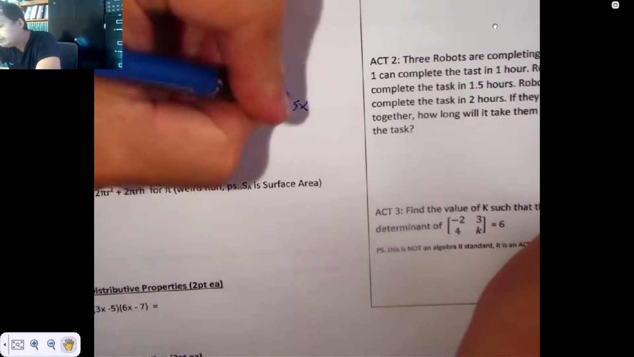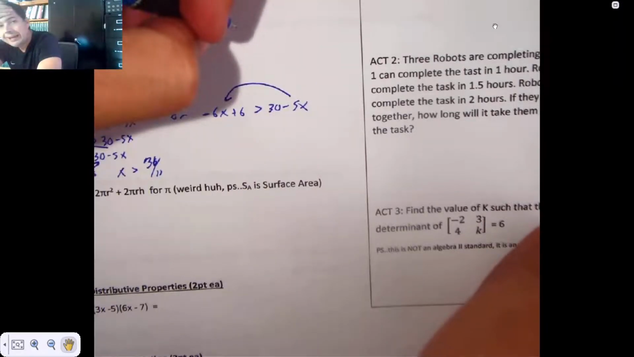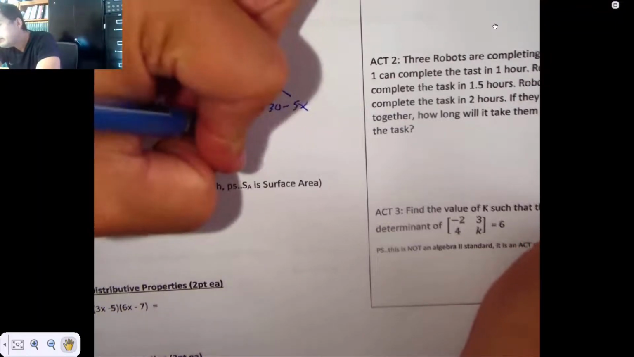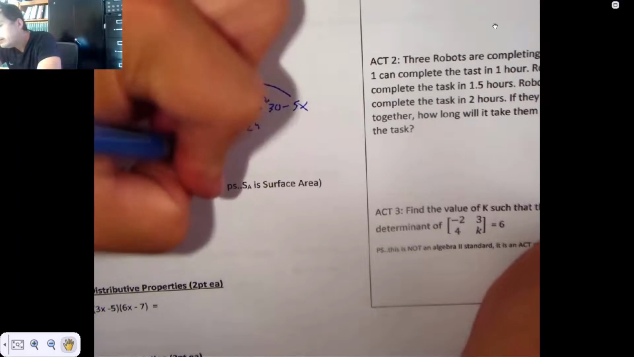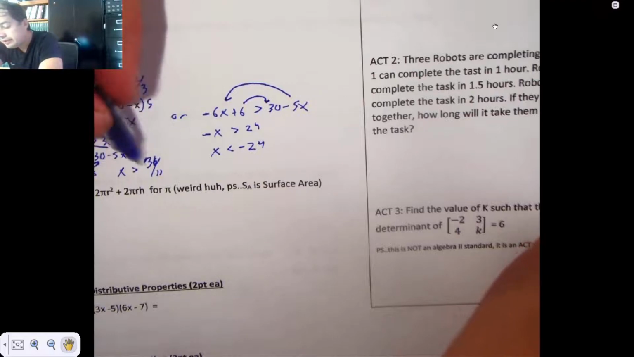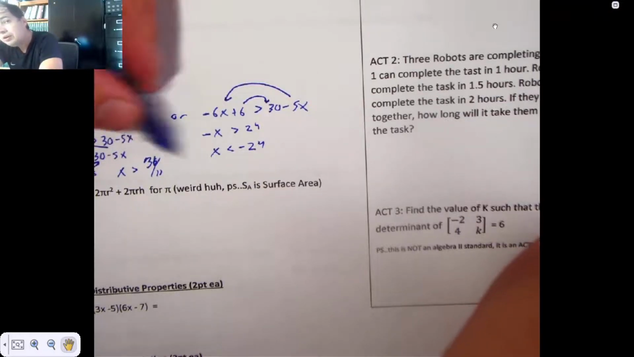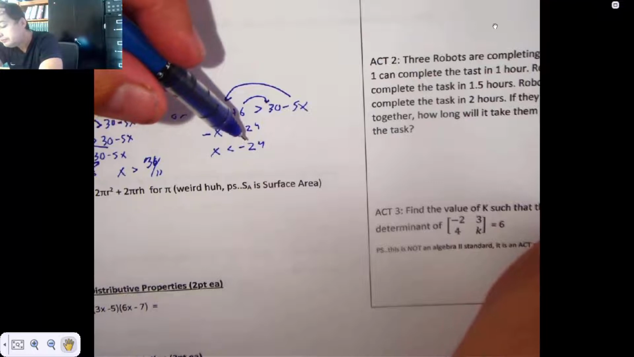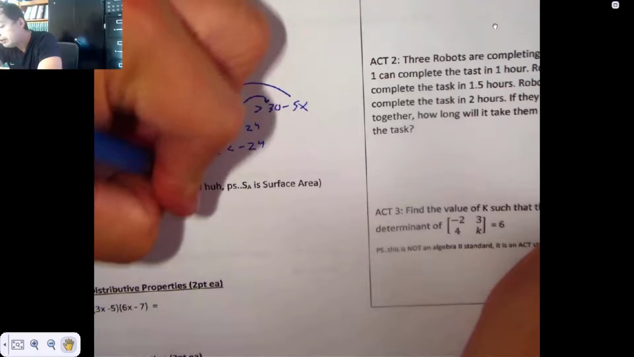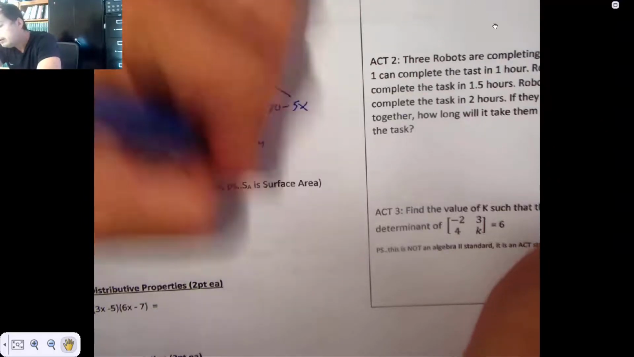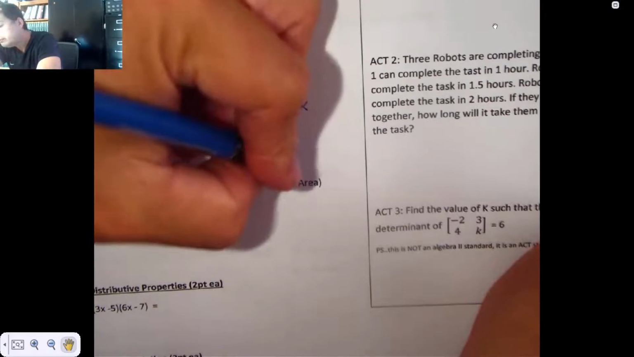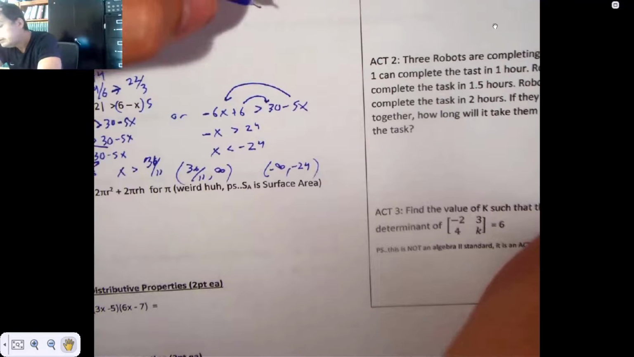We'll just do it this way. If I add 5x to negative 6x, I have negative x. If I take away 6 from 30, I get 24. When I divide by a negative, I flip my inequality symbol. So here's my 2 answers. x is greater than 36/11, or x is less than negative 24. So this guy right here would be 36/11 to infinity. And this guy right here would be negative infinity to negative 24. That's what it looked like.